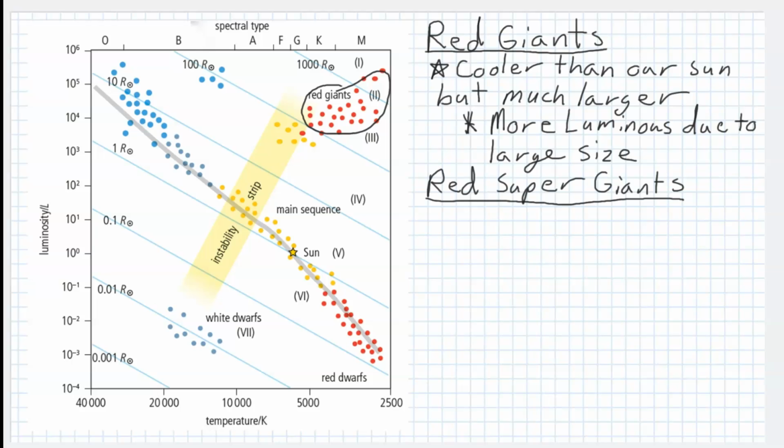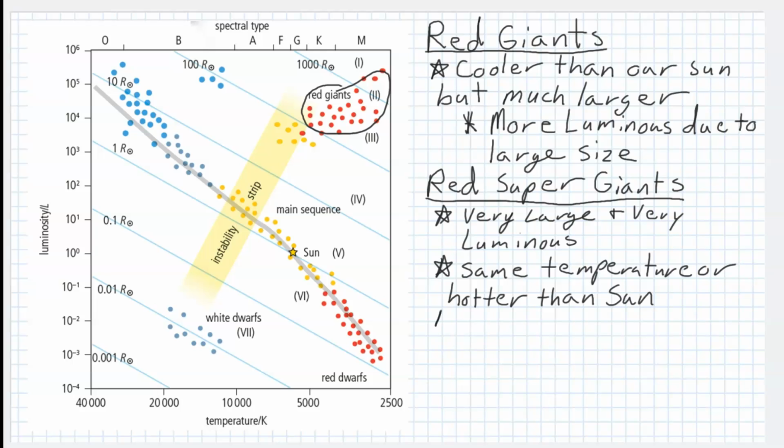Red supergiants are similar to red giants, but bigger and more luminous. Red supergiants are the same temperature as or hotter than our sun. Supergiants are rare stars and only make up 1% of all the stars we observe. Supergiants are more luminous, so they'd be higher than red giants on the HR diagram, and they're warmer, about the temperature of our sun.